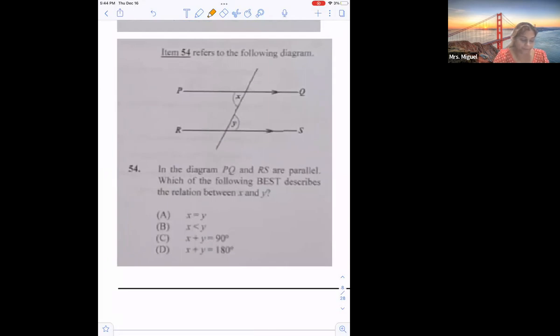In the diagram, PQ and RS are parallel. This is called alternate angles. When a transversal cuts 2 pairs of parallel lines, alternate angles are formed, and X is equal to Y.